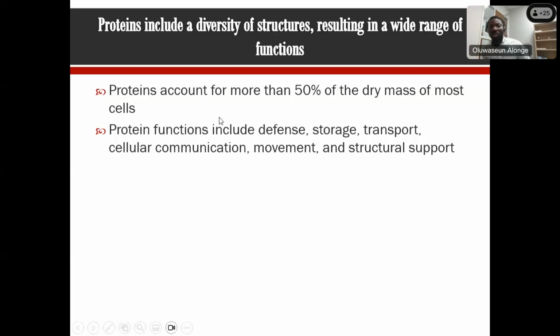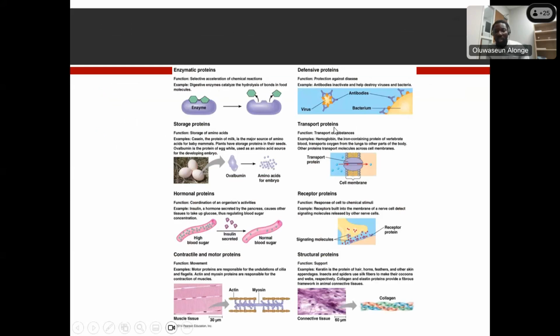All right. So protein functions in defense mechanisms. They do storage, transport, cellular communication, movement, and structural support. So these are characteristic functions of protein.